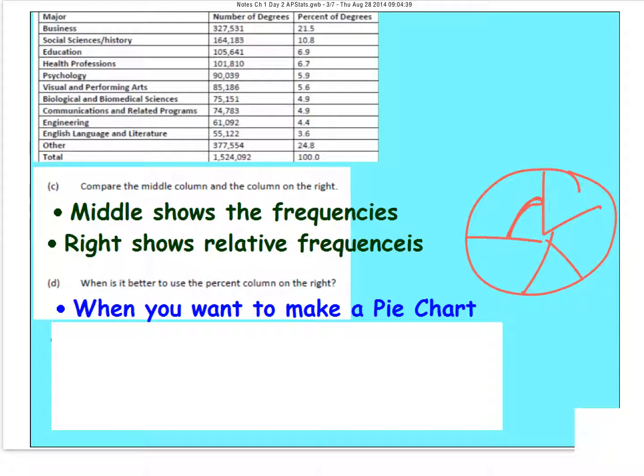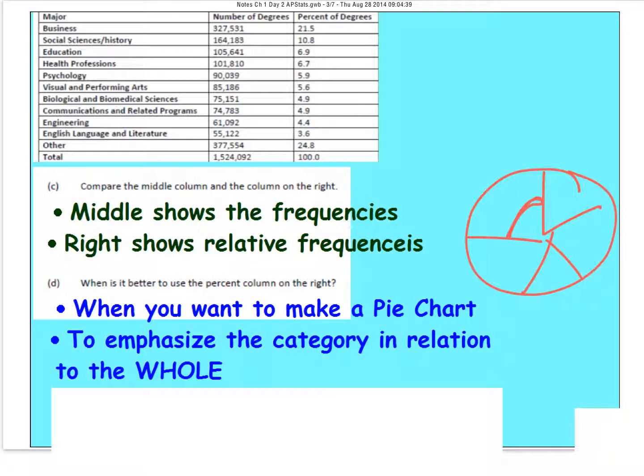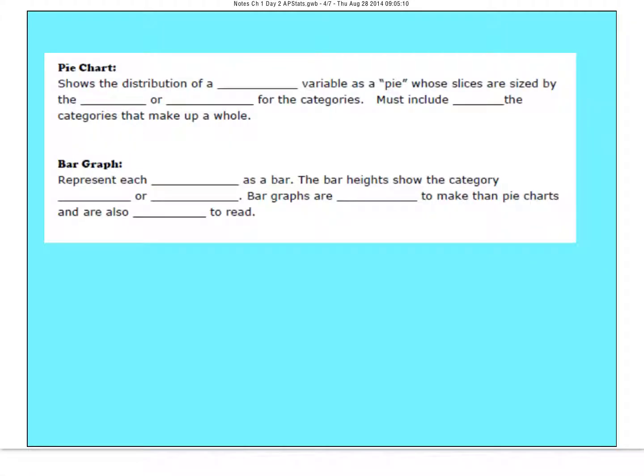Another thing you could say is it's good to use them to emphasize the category in relation to the whole. When you really want to make a good story, let's say for a particular major, you're trying to sell the business major, and it's a big piece of the pie, a pie chart might be a great way to really represent that nicely. So what a pie chart actually does is it shows the distribution of a categorical variable as a piece of pie whose slices are sized by either the counts or the percents, and they must include all of the categories to make up the whole. So if you do not have all the categories, you cannot make a pie chart.